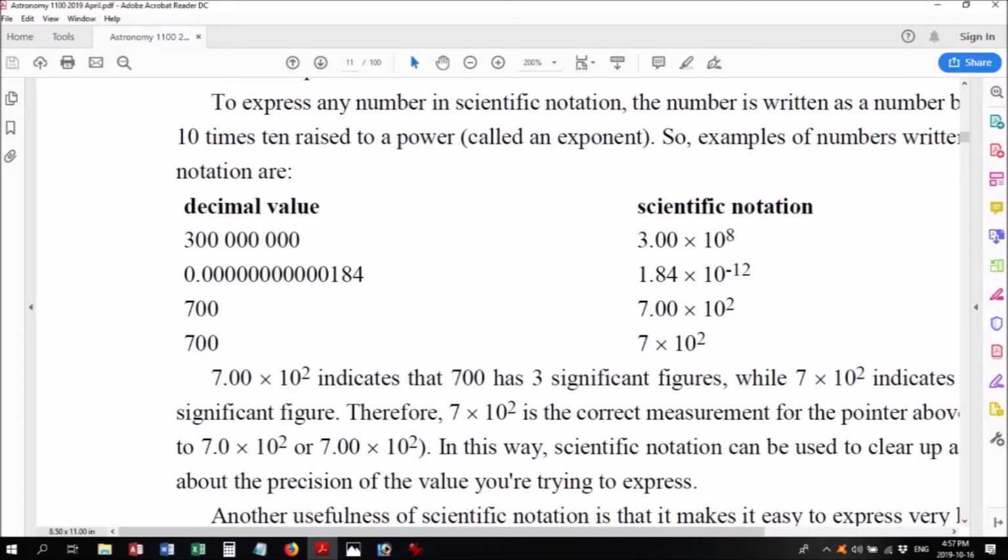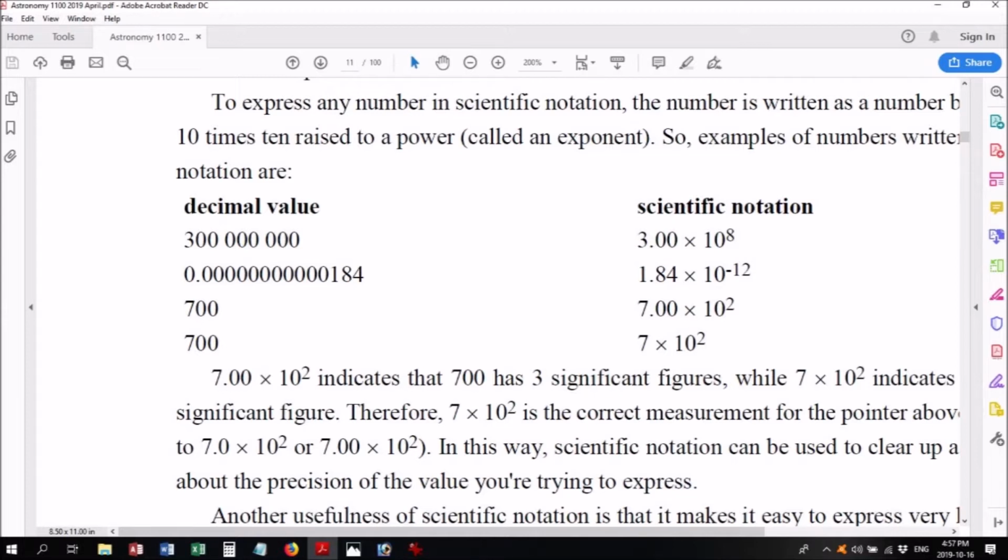Scientific notation is a way to write very large and very small numbers in a very compact fashion. It's also less ambiguous to write some numbers in scientific notation, because remember, a zero can be a significant figure or it can be a placeholder zero that just shows you where the decimal place is.